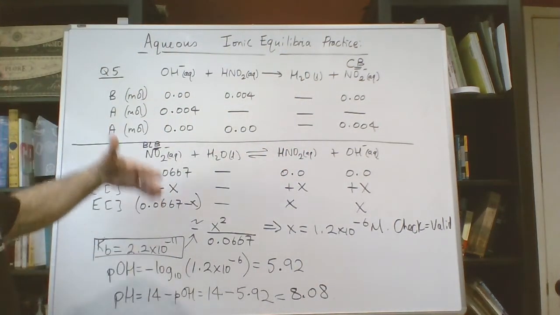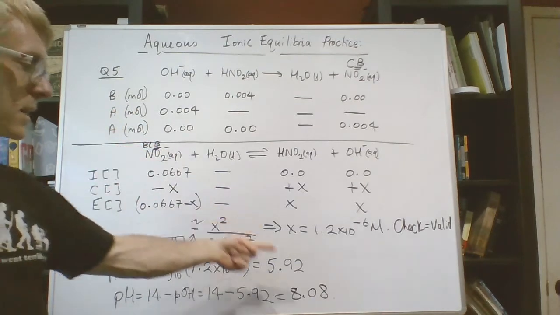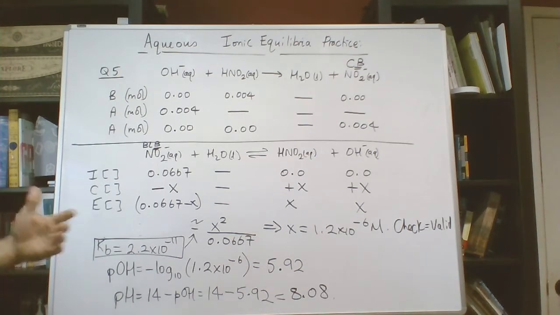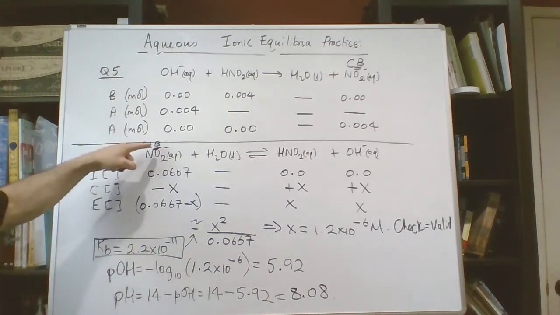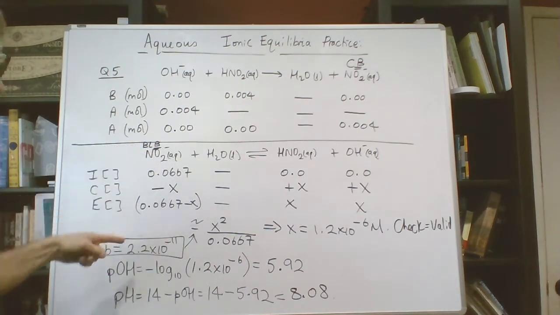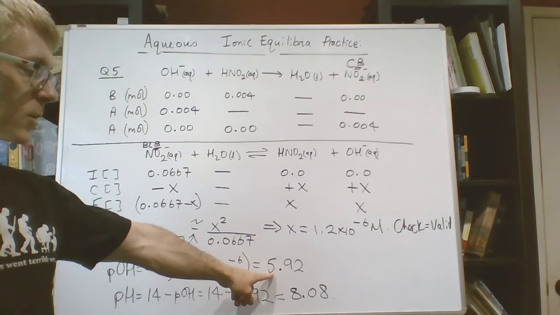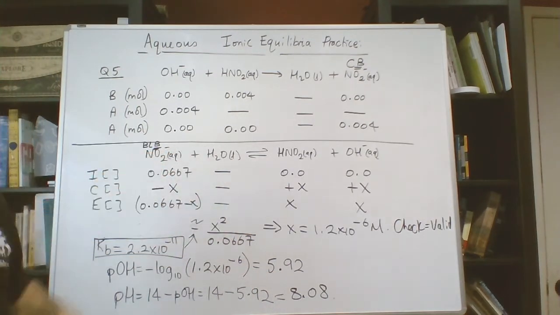Does it make sense? Should a base have a pH greater than 7? Yes. Had the student rushed in and not realized this was a base, and not realized they should have used the Kb, they would hopefully have realized that a pH value of 5 doesn't make sense for a base.